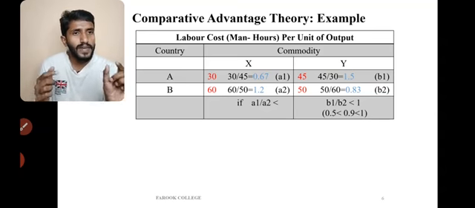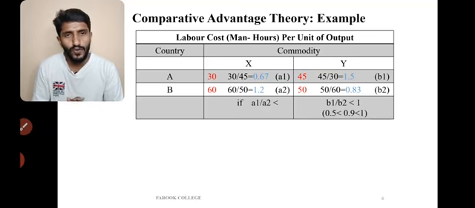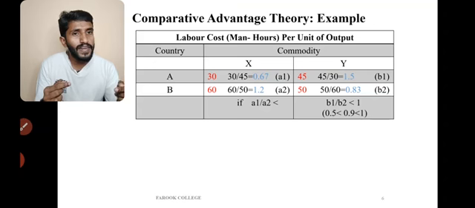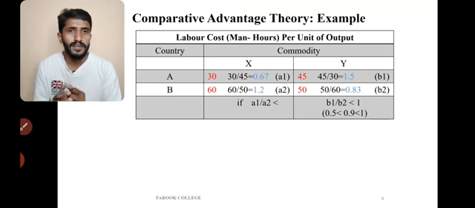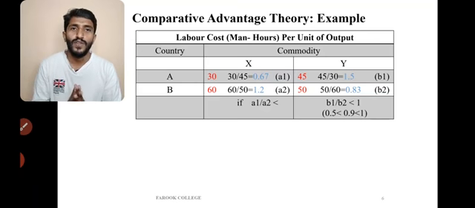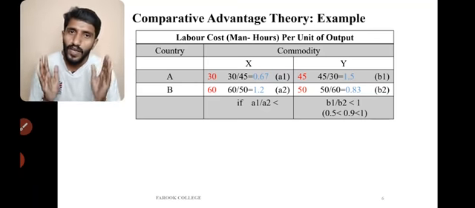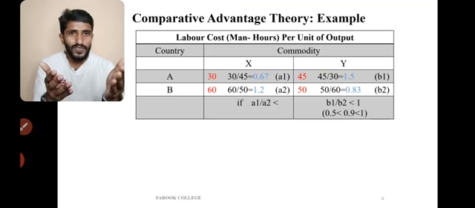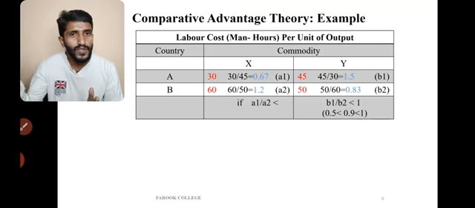45 man hours is needed to produce 1 unit of Y in country A, 45. Then 50 man hours is needed to produce 1 unit of Y in country B. Then who has absolute advantage? A has absolute advantage in producing Y also. So this is the situation, because this cannot be solved in absolute cost advantage theory, right?